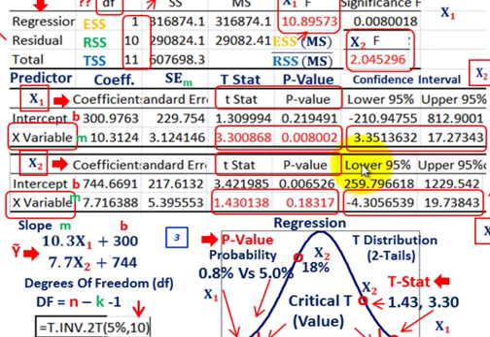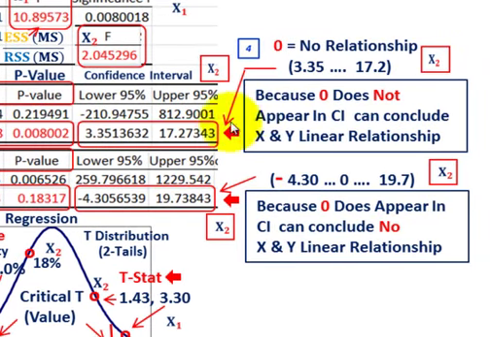And then for our x2, this is key here. For our lower bound on x2, it's a negative 4.3, and the upper bound is 19.7. So if we go back and look at our statistic, our slope for the x2 variable was sitting at 7.71. So we're saying it can go as low as minus 4.3 and as high as 19.73. But this is the key here. This is the other thing we can look at.